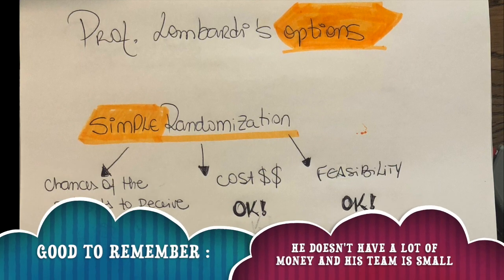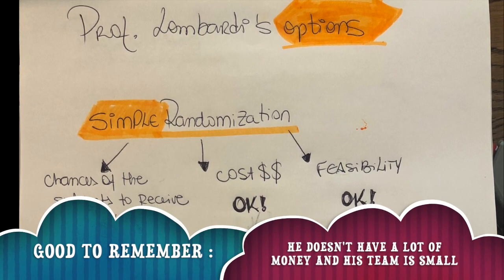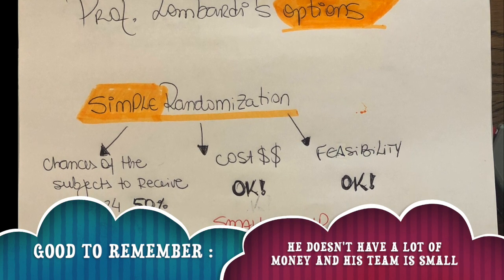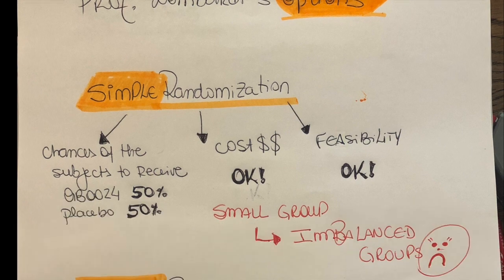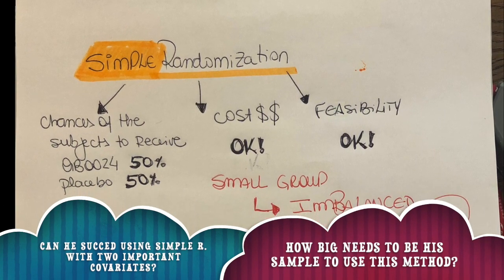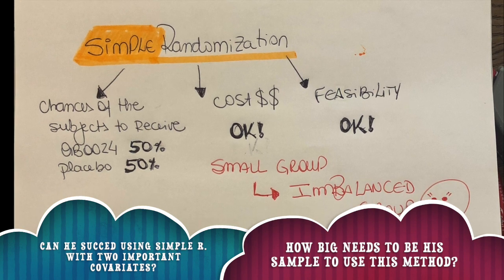So, thinking about Professor Lombardi's options, we can have simple randomization. In this case, the cost will be okay and the feasibility will be okay, but Professor Lombardi has a small group and this can add a lot of imbalance and a lot of bias for his study.